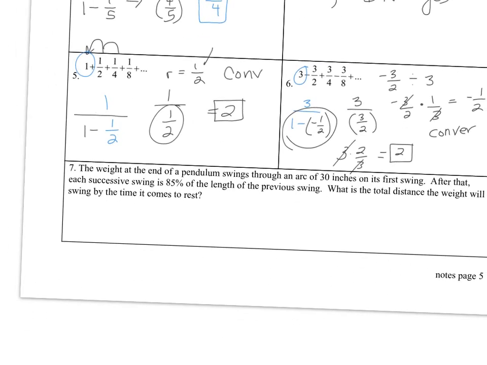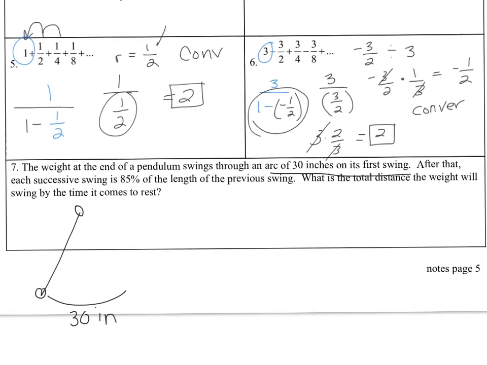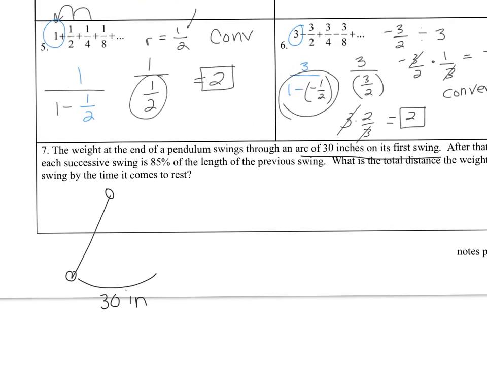And then down here, the weight at the end of a pendulum, so a pendulum looks like this, something's at the end swinging, swings through an arc of 30 inches on its first swing. So the first time this is 30 inches. After that, each successive swing is 85% of the length of the previous swing. What is the total distance covered by the swing by the time it comes to rest?